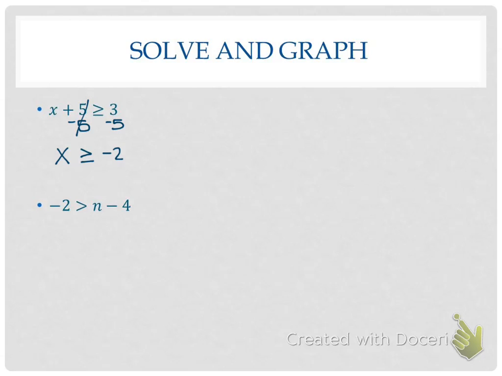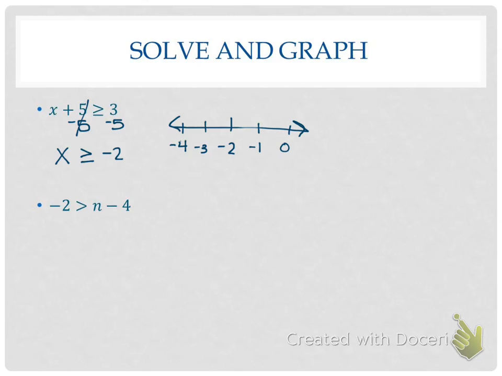So now I need to graph this inequality. So I'm going to do my number line. We're going to put our negative 2 right here in the middle. And I need to do 2 numbers smaller than negative 2 and 2 numbers larger. So negative 3, negative 4 are smaller than negative 2. And negative 1 and 0 are larger. Remember, your number line always goes from smallest to greatest, left to right.